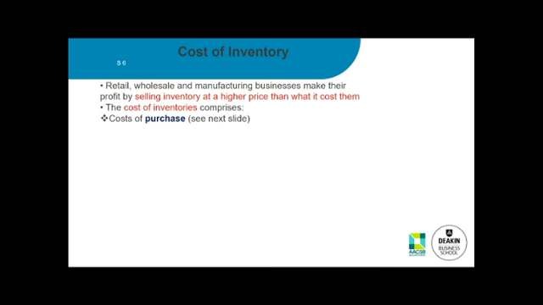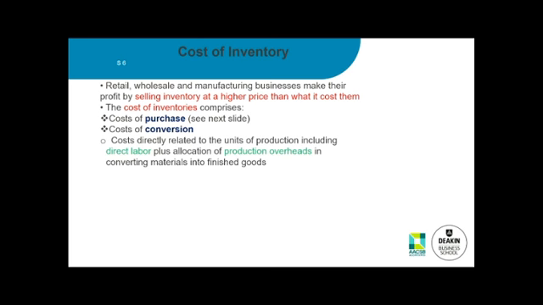So the cost of inventories comprise the cost of purchase. We'll talk about it in a bit more detail in just a minute. And the cost of conversion, right, which is more relevant for the manufacturers. Well, it could be relevant for retailers as well if they add any extra features to the product from the manufacturer. So these are the costs that are directly related to the unit of production, including direct labor plus any production overheads in converting materials into finished goods.